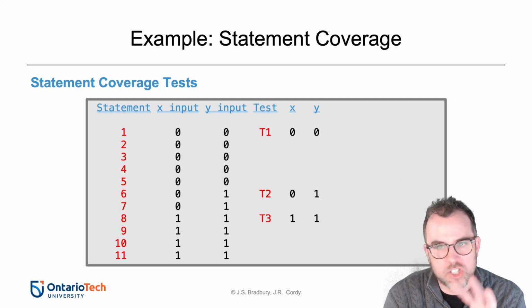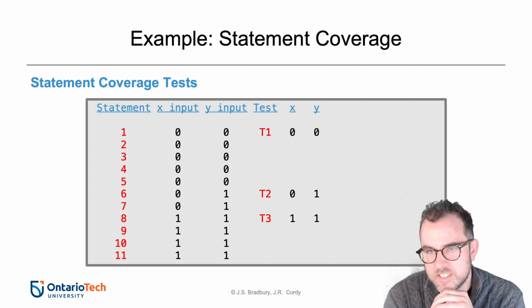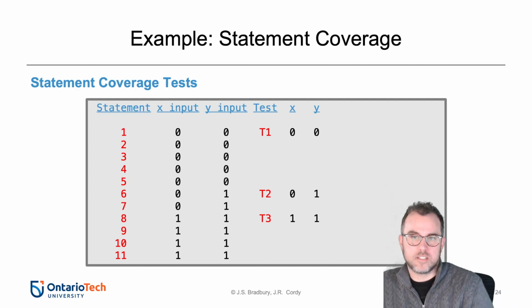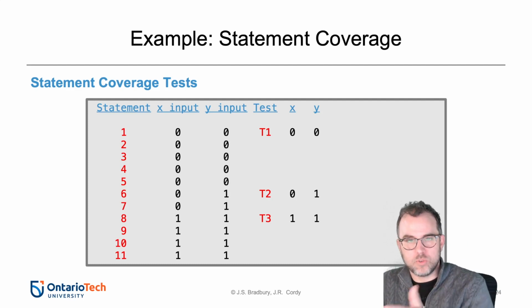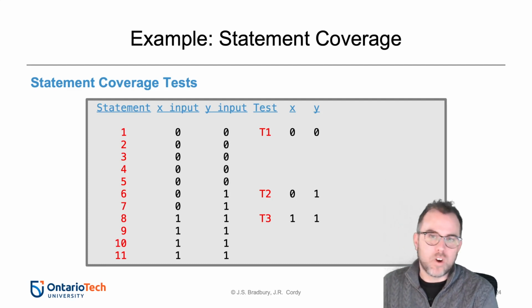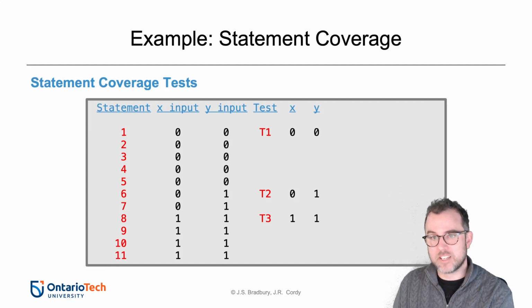If you instead just chose random values that worked, you would end up with probably 11 different tests. Make sense? So you try all the inputs and then you reduce it down to the number of tests. So you now have 3 tests. And if you run these 3 tests, you can ensure that at least one of these tests causes every single statement in that program to execute at least once.